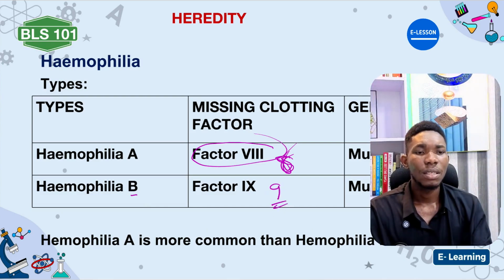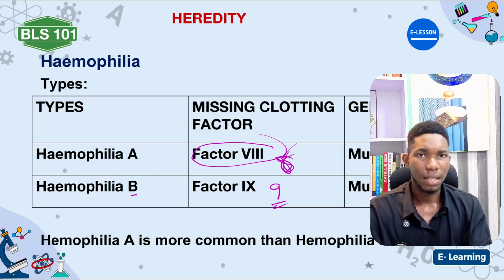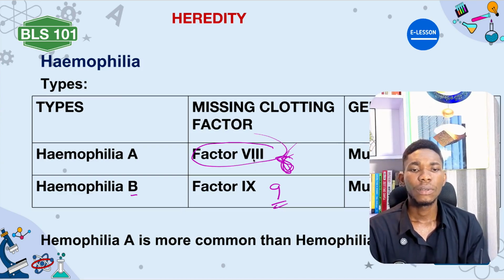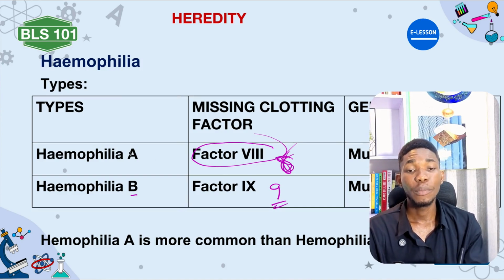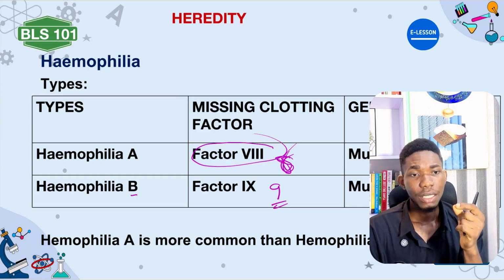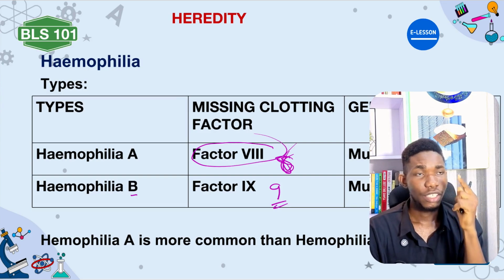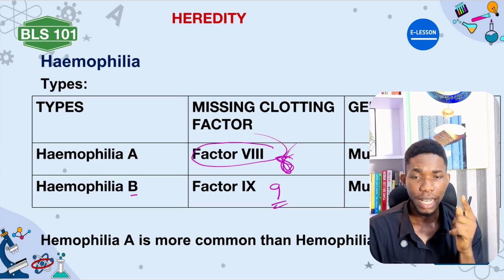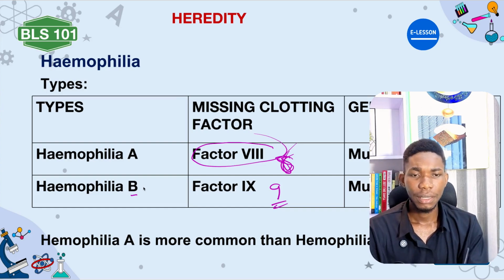For hemophilia B, clotting factor 9 is missing. And the genetic cause is a mutation in the F8 gene or a mutation in the F9 gene. Is that okay? Factor 8 is missing for hemophilia A, and there is a mutation in the F8 gene. That means the gene that regulates factor 8 has a change. There is an abnormality, an aberration in that gene. Then we have hemophilia B. Factor 9 is missing, because of an aberration or abnormality in the F9 gene.